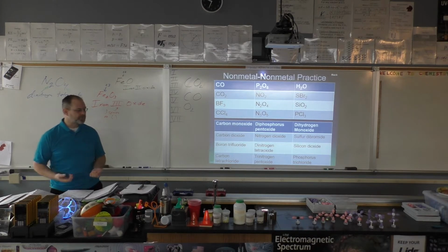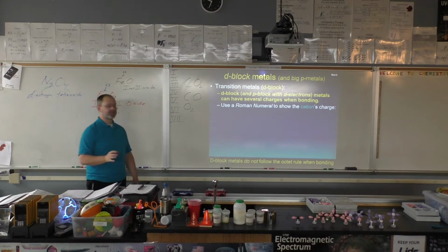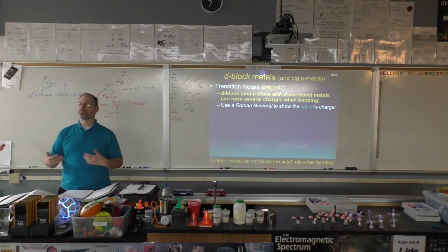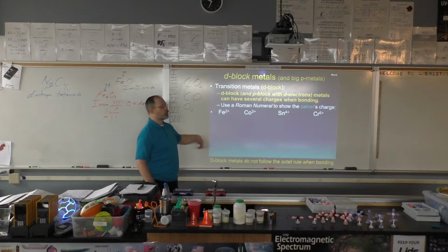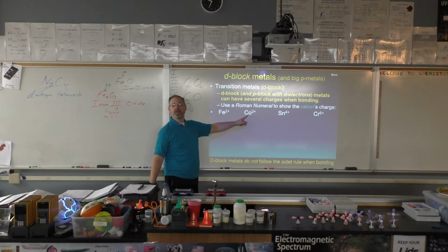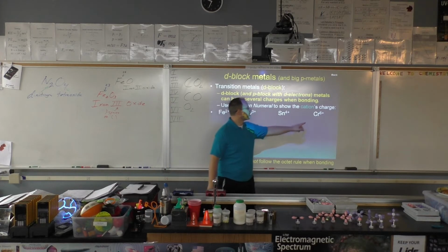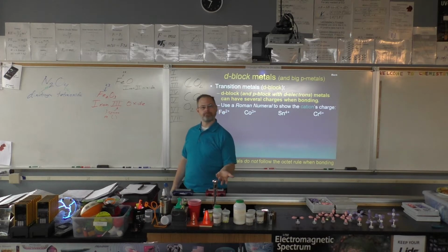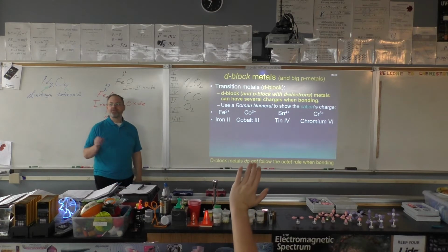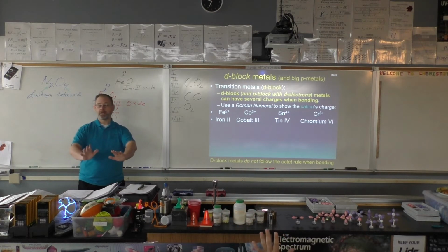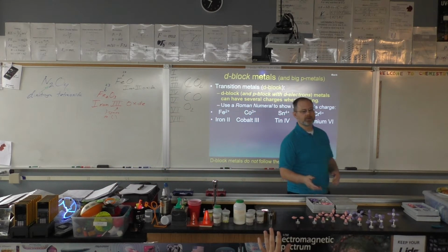Okay, so when we have a D block metal, we use a Roman numeral to tell us which D block metal it is. Is it iron 2 or iron 3? Is it cobalt 3 or cobalt 6? Is it tin 4 or tin 2? Is it chromium 6 or chromium 1? Does that make sense? We'd write them like this. So if you have a D block metal, and only D block metals, you have to tell the reader what D block metal you have.